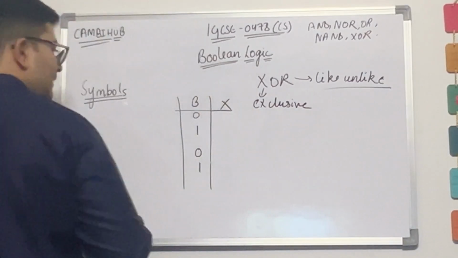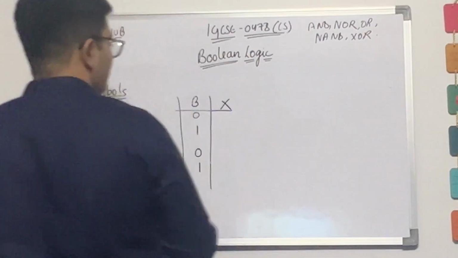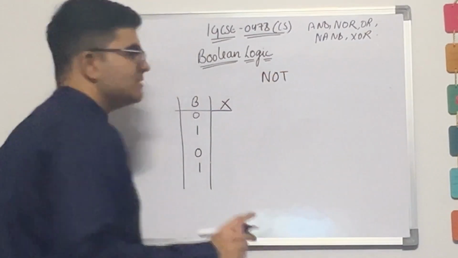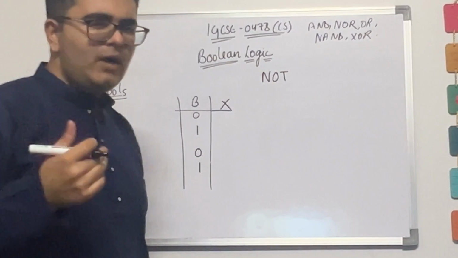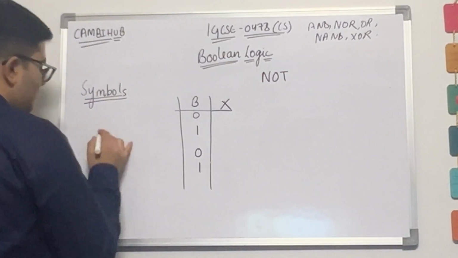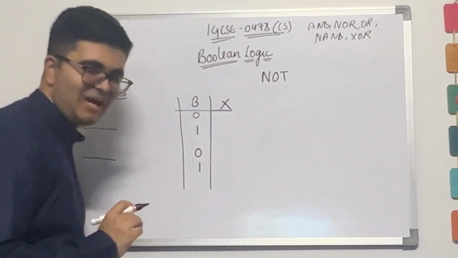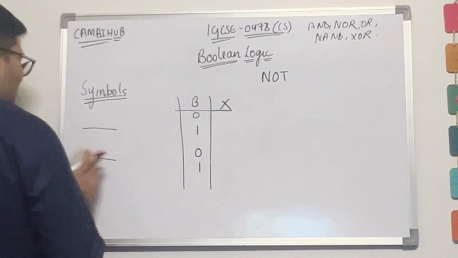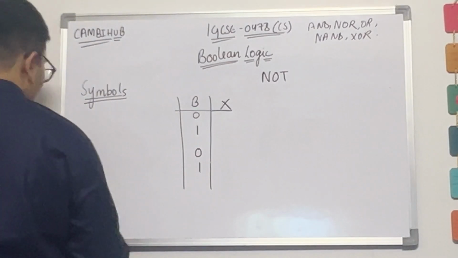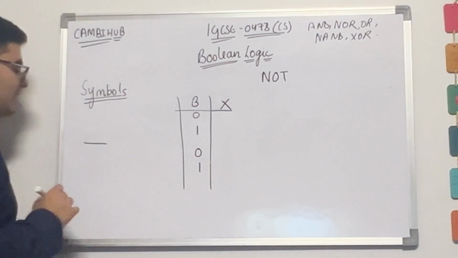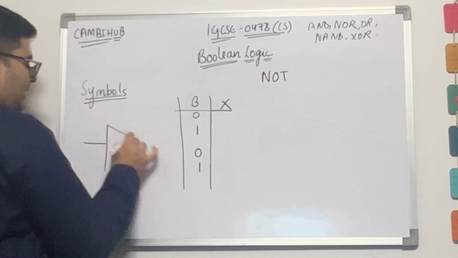Right? Also, let's erase this because we are doing NOT gate. Now, NOT is a special gate because it doesn't function like other gates. Why? Let's see. The symbol of NOT is two inputs. My bad. NOT gate only has a single input. That's why it's different from other gates.